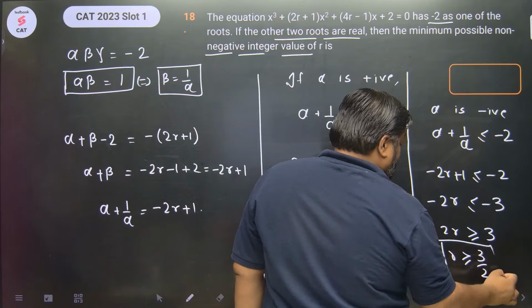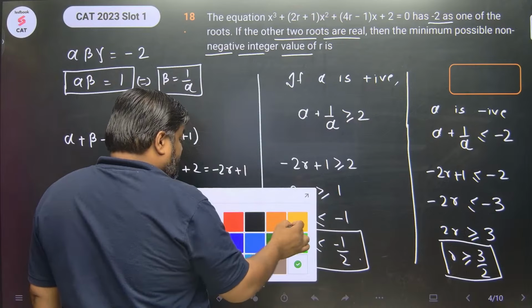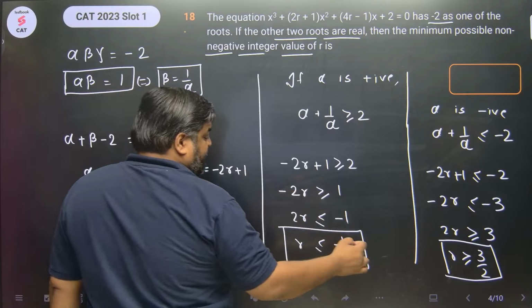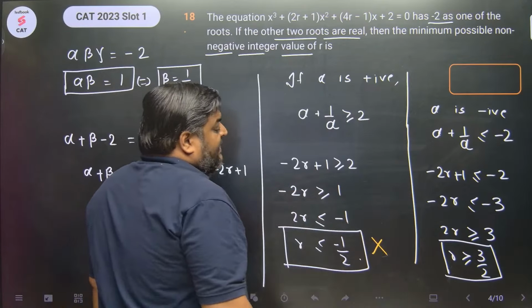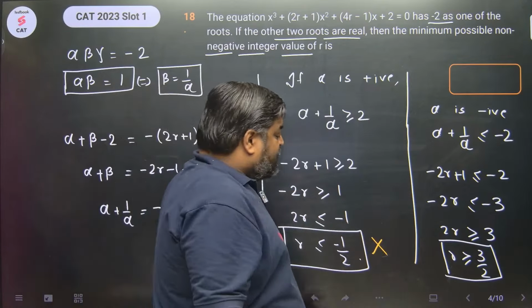This we are not interested in because r is less than or equal to minus half, which is smaller than minus half, a negative number, and we are looking for something which is non-negative. So we will eliminate this. We won't consider this as an option. Forget it. R should be greater than or equal to 1.5. And what is the minimum possible integer greater than 1.5?